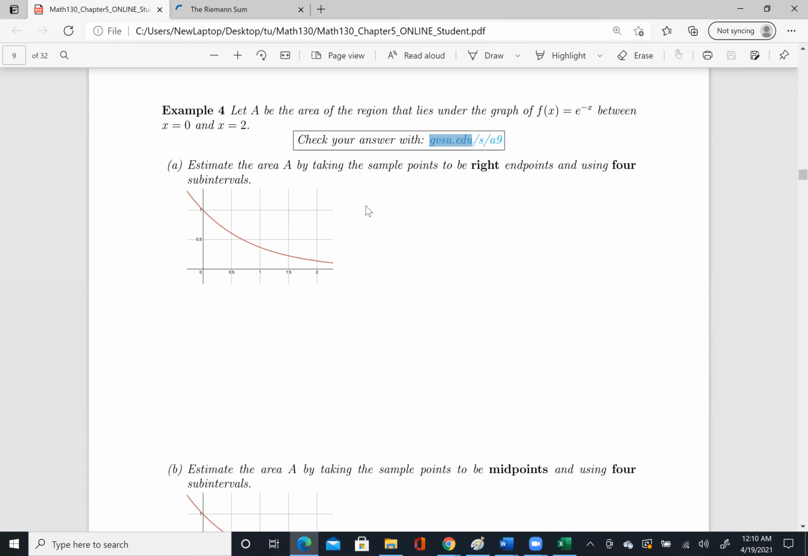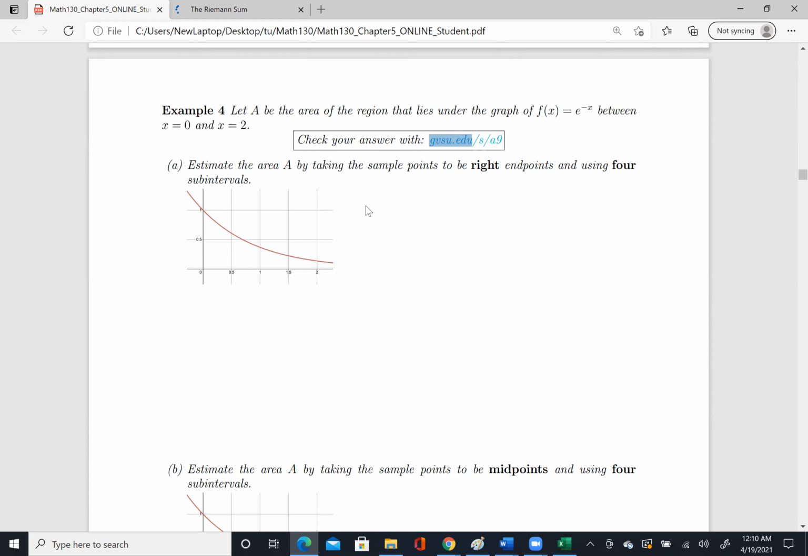Okay, so I'm coming back with chapter 5, sections 5.1 and 5.2, part 2. In here, we're going to start with example number 4.